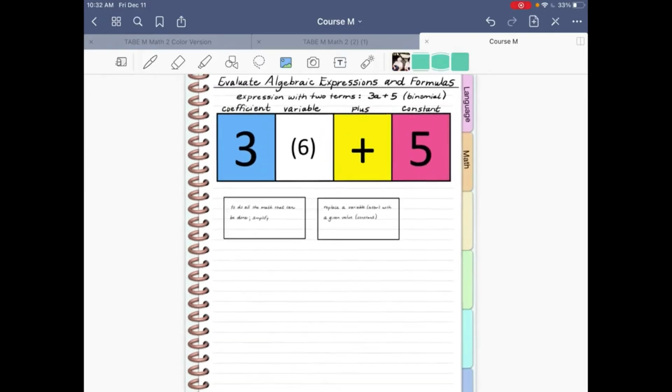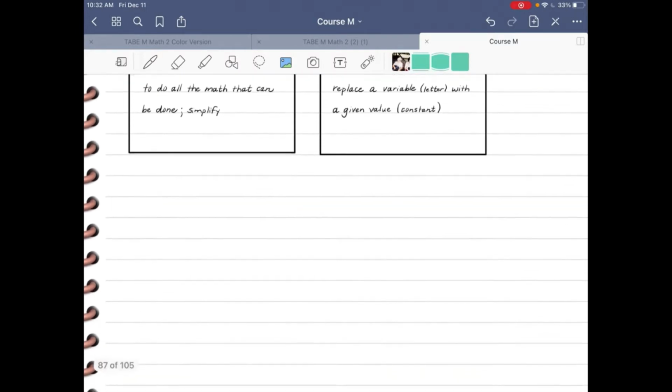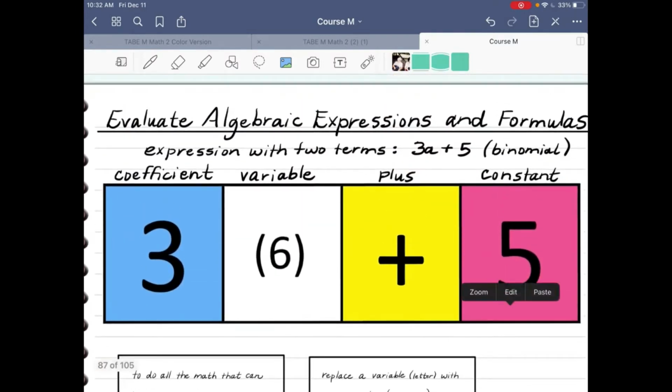But go ahead and pull your slider up until you have the 6 in that frame. So you have 3, 6 in parentheses, plus 5. Now what that 6 in parentheses means is multiply. Okay, so this is saying, remember, coefficients are multiplied by variables. So that was substituting. I have substituted the 6 for the A.